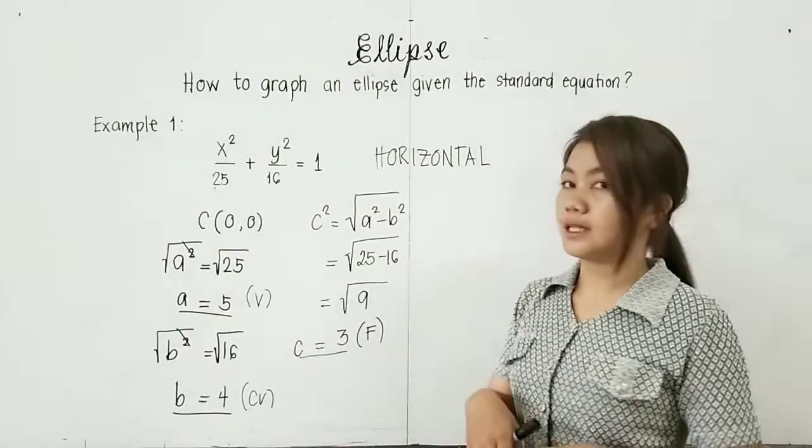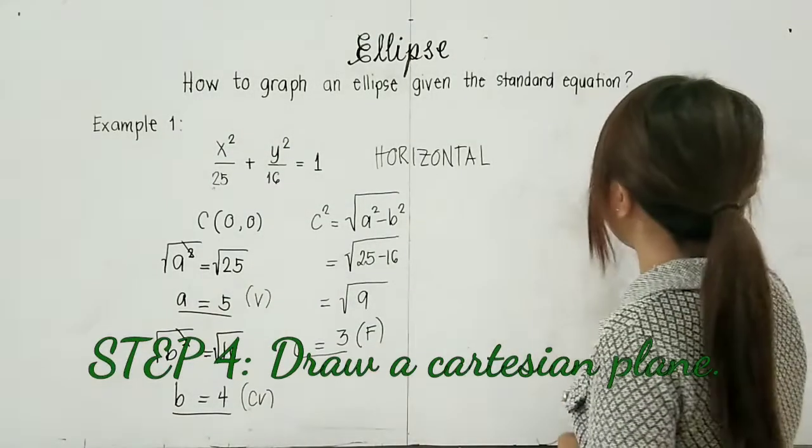Now, let us graph our ellipse in a Cartesian plane. First, we will draw a Cartesian plane.